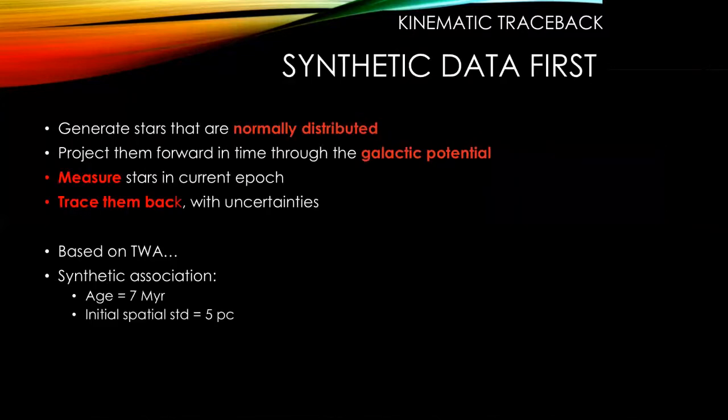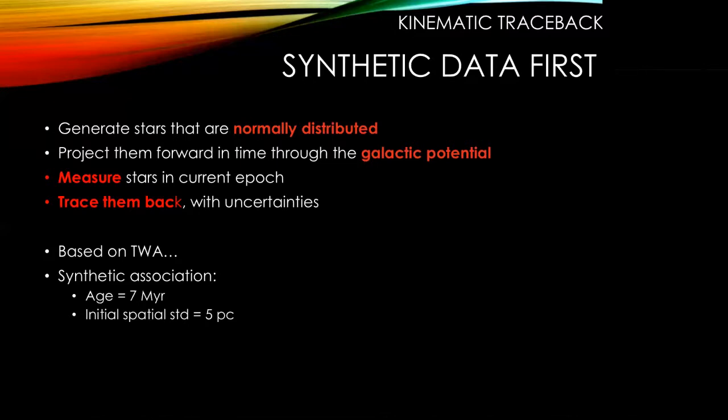In order to get around how messy real data is, I decided to work on synthetic data. So generate a bunch of stars that are formed in a Gaussian distribution of both position and velocity space. Project them forward in time from their original birth situation to where they would be now. Measure them with some degree of uncertainty, and feed that back into my fitting algorithm, tracing it back in time with the uncertainties.